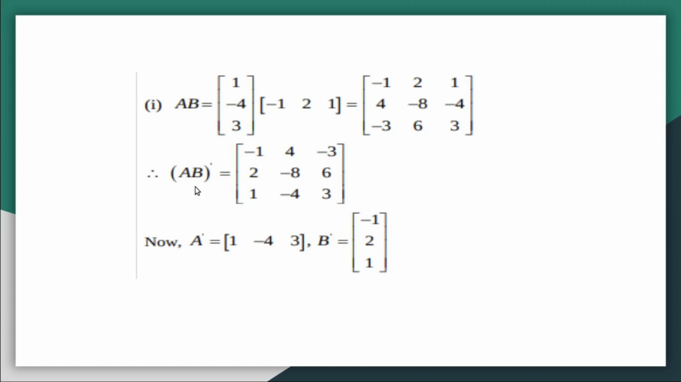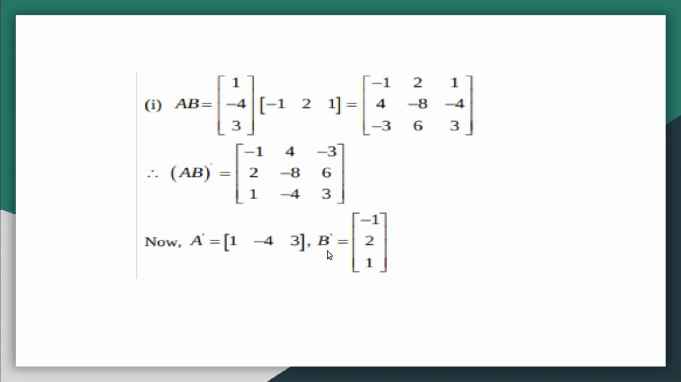Now we have to find AB transpose. So write first row as first column. First column is minus 1, 2, 1. Second row becomes second column. Second column is 4, minus 8, minus 4. And third column is minus 3, 6, 3. Okay, now this is the AB transpose.